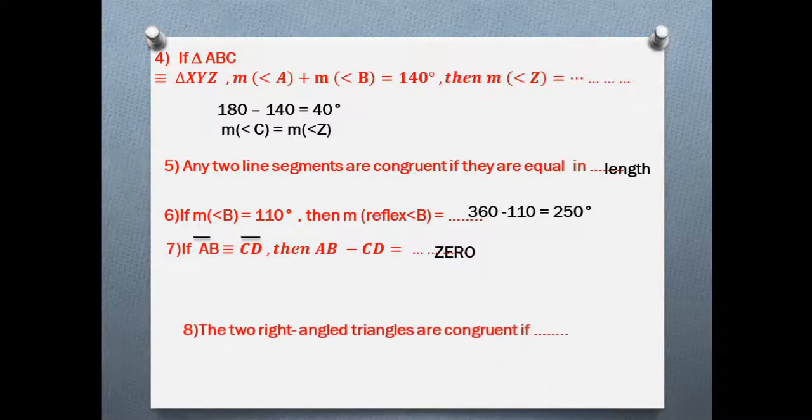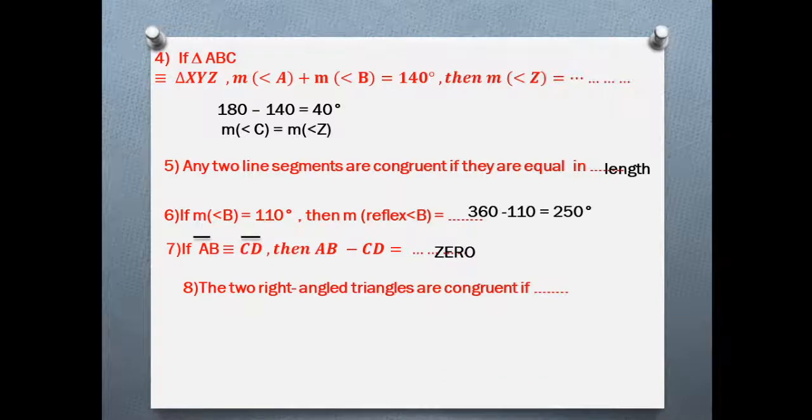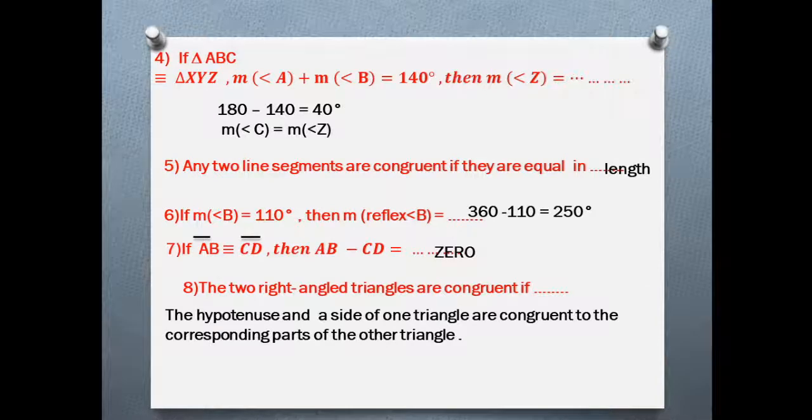Number 8. The two right-angled triangles are congruent if, this is the last case, which is for two right-angled triangles, they are congruent if the hypotenuse and a side of one triangle are congruent to the corresponding parts of the other triangle. Number 9. The two vertically opposite angles are... If we have two vertically opposite angles, they are equal in measure.